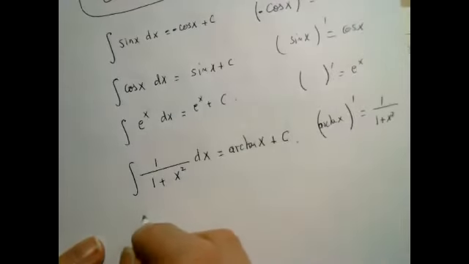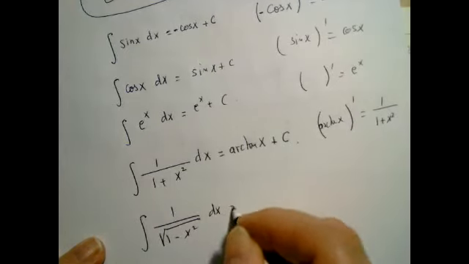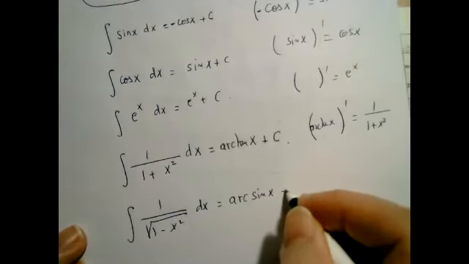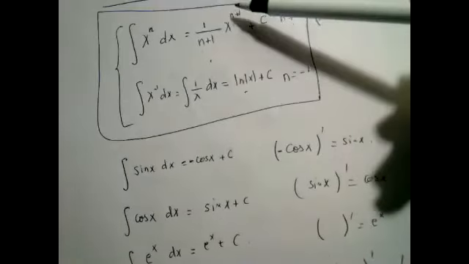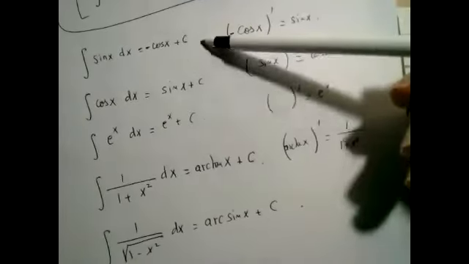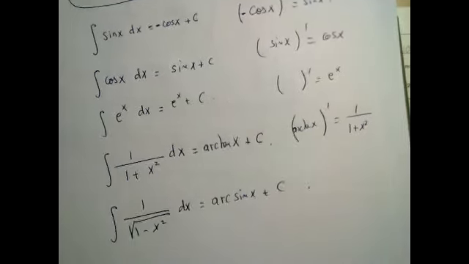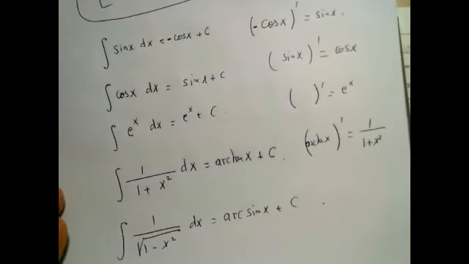Actually, one more will show up: 1 over the square root of 1 minus x squared. That's the arcsine of x plus c. Okay, so these are the basic ones. Instead of x to the n, we will use continuously the sine, the cosine, e to the x, 1 over 1 plus x squared, and 1 over the square root of 1 minus x squared. Those you should totally memorize, no question asked.